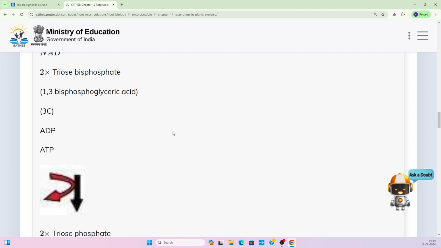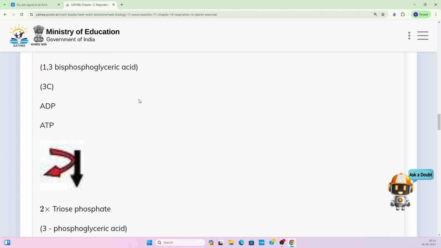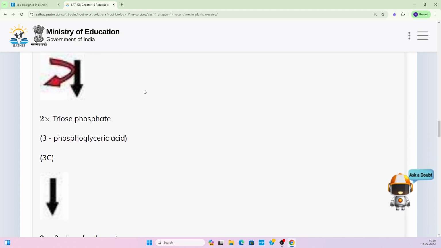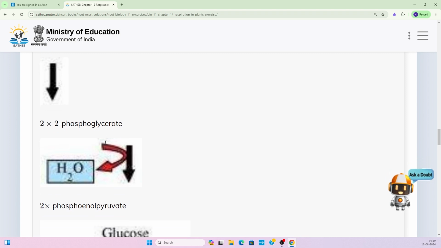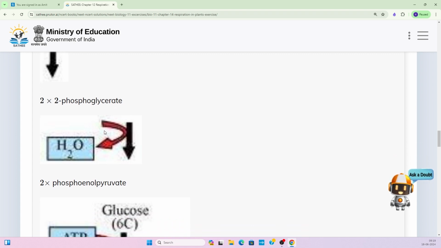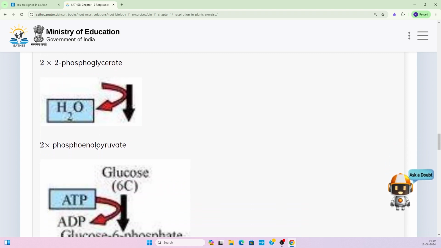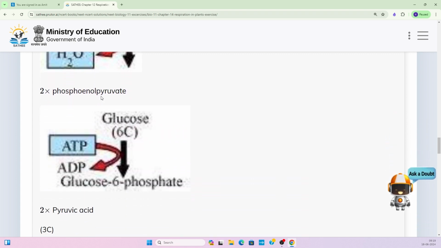Now from this glyceraldehyde 3 phosphate, triose bisphosphate, 1,3 bisphosphoglyceric acid is formed. Then 3 phosphoglyceric acid is converted to 2 phosphoglycerate. We get two molecules of 2 phosphoglycerate, and by the removal of a water molecule it is converted to 2 phosphoenol pyruvate.